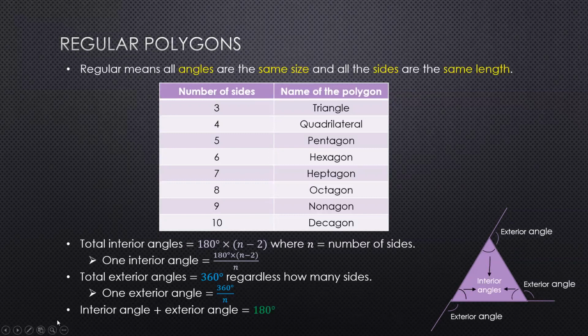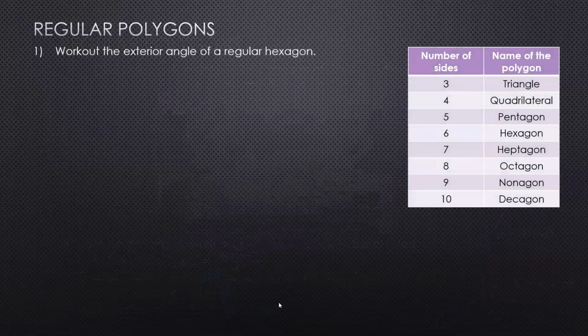All right. So notice that one exterior angle plus one interior angle will add up to 180. This is a very important clue. These 3 formulas you must know. Firstly, this one. The second one will be this one, and this one you must know because the connection between exterior and interior angles adds up to 180. All right. So let's see some examples.